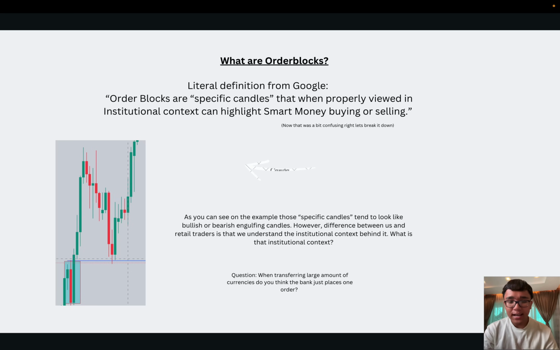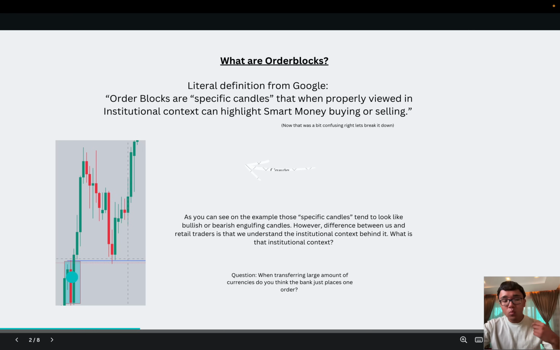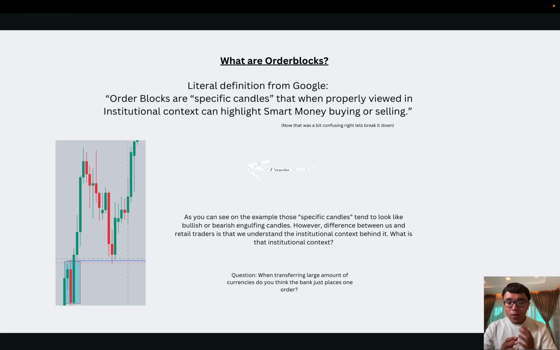A question for you guys is, when the banks are transferring large amounts of currencies, do you think that they just place one large order? For example, if they're trying to transfer 100 million GBP to US dollars, do you think they're going to do it in one order? No, they're not. Why? Because for them to place it all in one order, they will not get filled efficiently. They will not get the price that they want. So for that reason, they break it up into smaller orders.